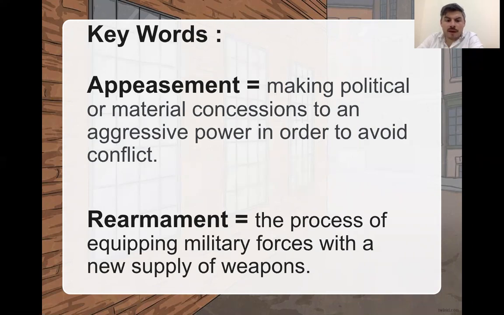Okay. And secondly, rearmament. So the process of equipping military forces with a new supply of weapons, building up your army again. So this is something that we were seeing lots of countries doing. If you remember World War I, armaments and big armies was one of the causes there. Versailles took away the size of the German army, but they were going to rearm. So two key words for you.